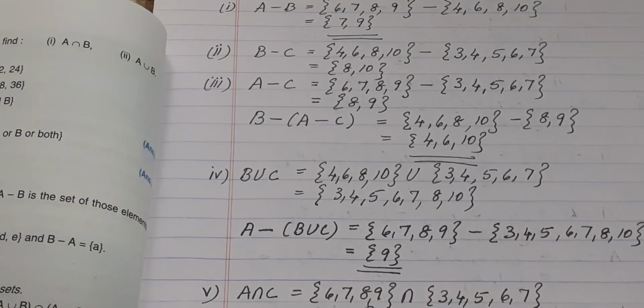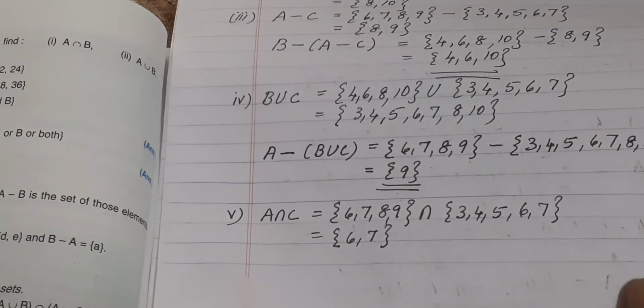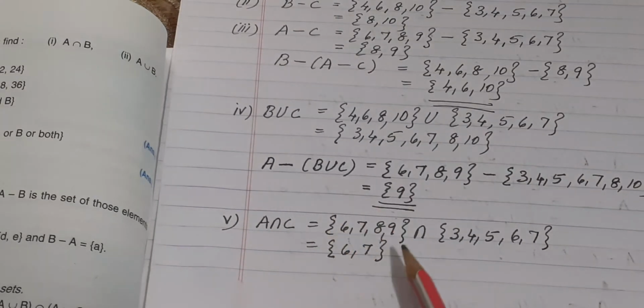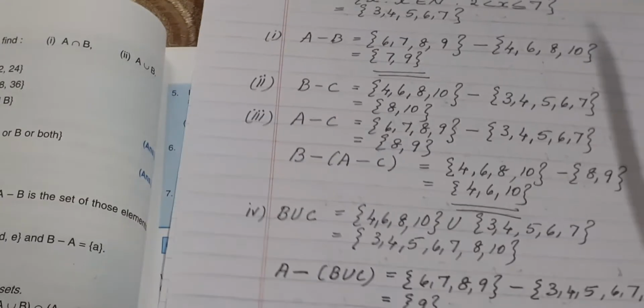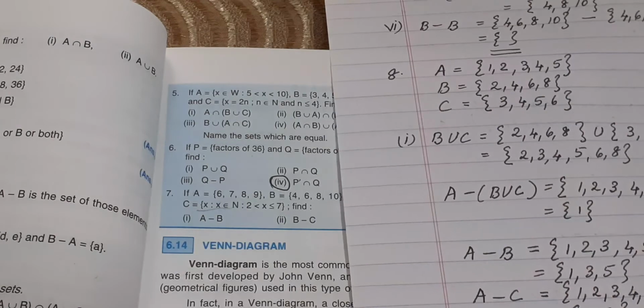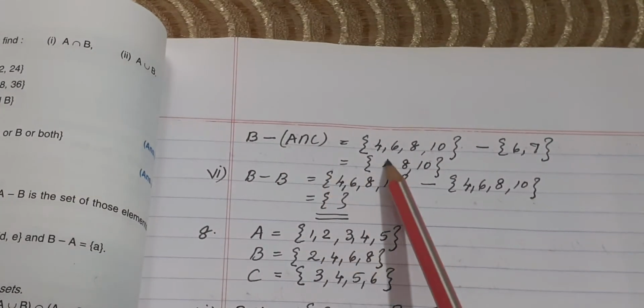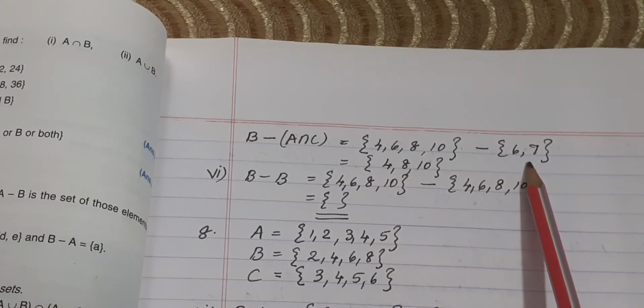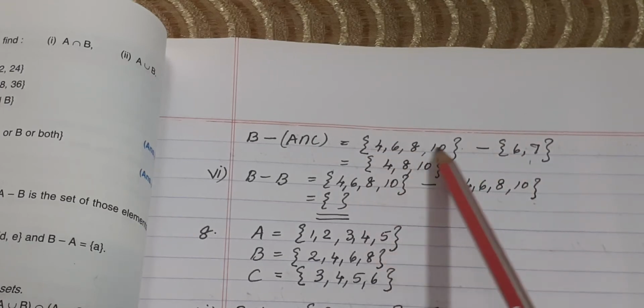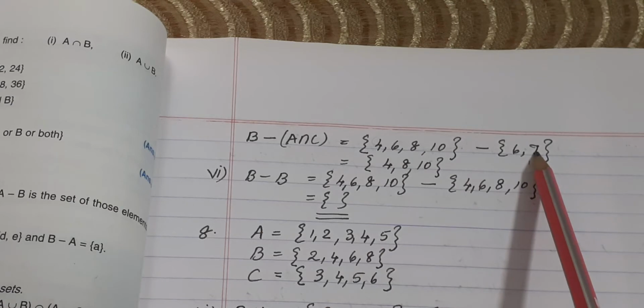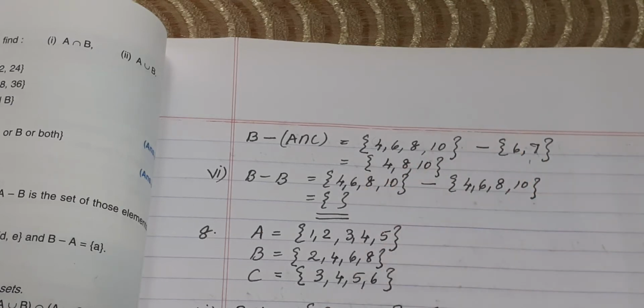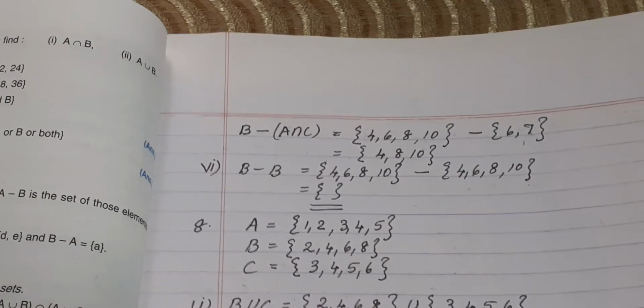Okay. Now A intersection C is equal to {6, 7, 8, 9} intersection {3, 4, 5, 6, 7}. Which are the common elements? 6 and 7 only. Okay. Now next, B minus (A intersection C). B minus (A intersection C), where A intersection C is {6, 7}. So which all will come? The elements of this set which are not here. So which all will come? 4, 8, 10. B minus B. No element will be there.